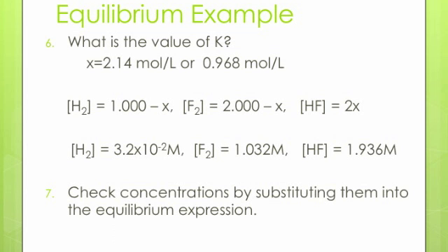Step 7 is to go back and check your calculated equilibrium concentrations by making sure that they give the correct value of K. When you check your answers, you will find that these equilibrium positions give you 1.13 times 10 to the second. This is a close agreement to the given K value in the problem.